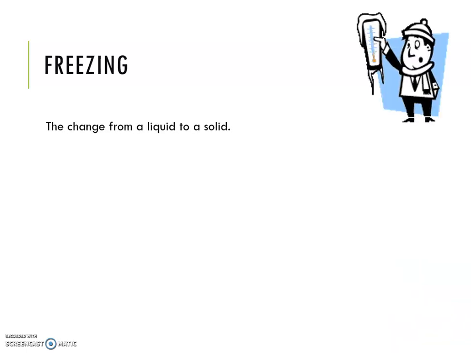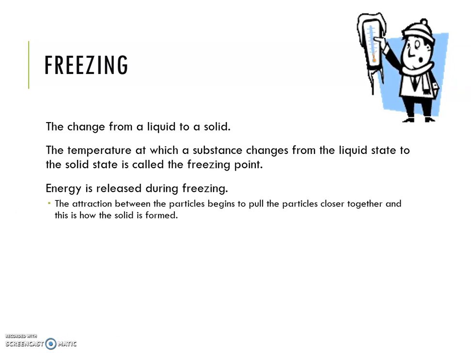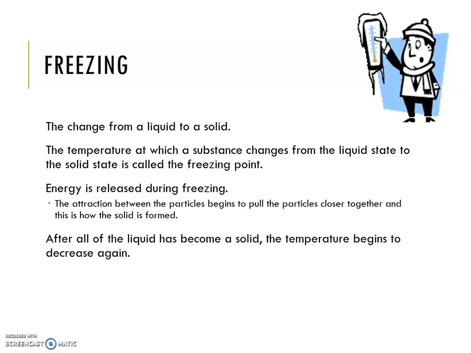Freezing is the change from a liquid to a solid. The temperature at which the substance changes from the liquid state to the solid state is called the freezing point. Energy is released during freezing. The attraction between the particles begins to pull the particles closer, and this is how the solid is formed. After all the liquid becomes a solid, the temperature begins to decrease again.